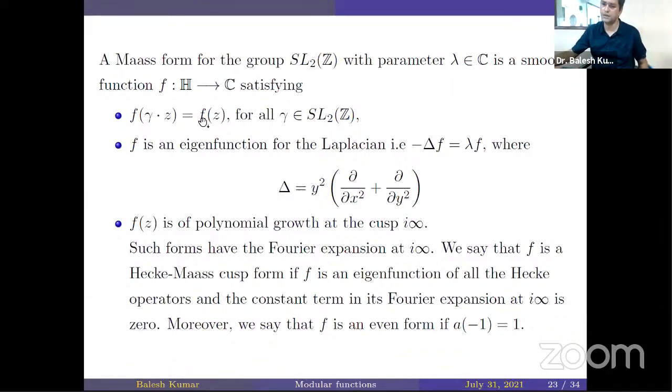Here f of gamma z will be some automorphy factor times f of z, and the automorphy factor will correspond to weight half. It should be an eigenfunction for the hyperbolic Laplacian, here the Laplacian corresponding to weight half, so it will be minus 1 over 2 iy del over del x. So the extra term will correspond to delta half, and then f should have polynomial growth at each cusp of gamma naught 4.